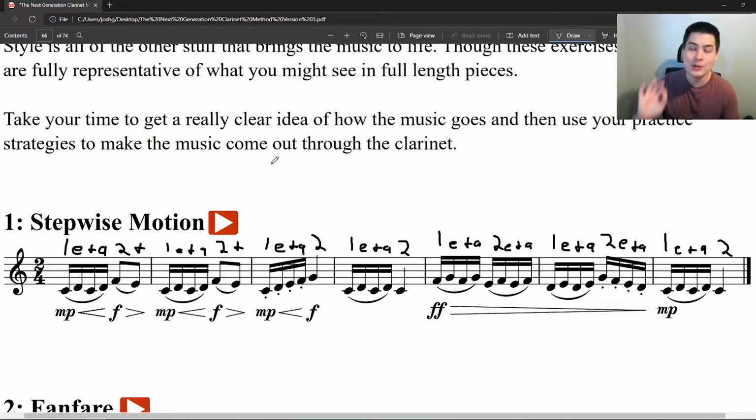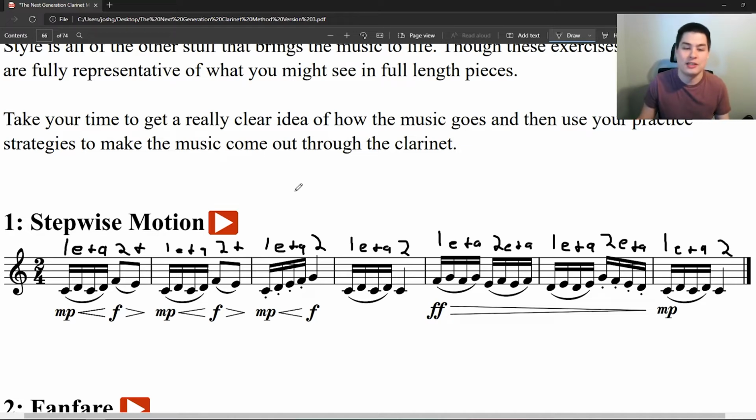1, 2, ready, go. 1E and a 2 and 1E and a 2 and 1E and a 2, 1E and a 2, 1E and a 2E and a 1E and a 2E and a 1E and a 2. That probably felt a lot more comfortable. If it still doesn't feel comfortable, you can go even slower.